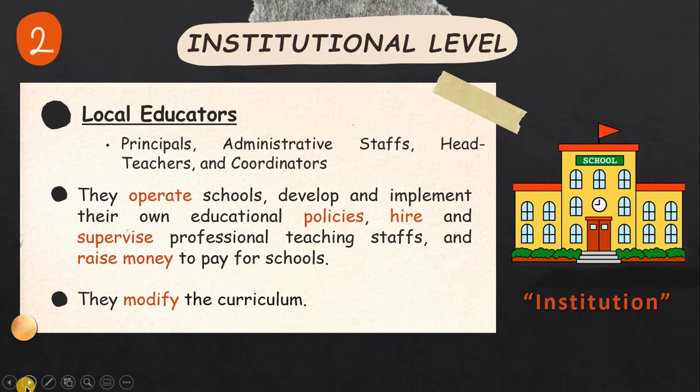So, our local educators, they are the one who operate schools, develop and implement their own educational policies, hire and supervise professional teaching staffs, and raise money to pay for schools, usually through property and taxes. So, our local educators, sila yung nagpapagana or nagpapatakbo sa isang eskwelahan. They also implement or sila yung nade-develop ng mga rules and regulations ng isang school. And kapag nag-apply tayo as a new teacher sa isang school, sila yung in charge sa atin or sila yung nagsiselect ng kanilang applicants. And also, they are the one who are responsible to pay for the school. Like for example, yung kuryente at tubig ng isang eskwelahan, sila yung nagbabayad.